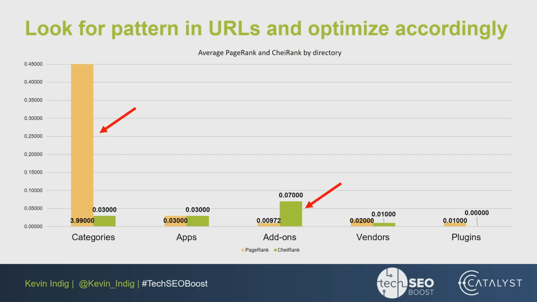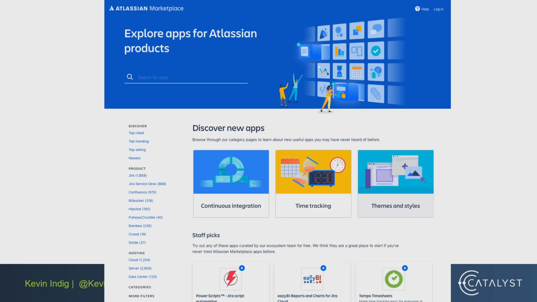So from our marketplace, we have category sites, which you see on the left. And you can already see that they get a ton of PageRank, but they don't give away a lot. Their KaiRank is relatively low. And at the same time, you see other page types like the add-ons, which give away way too much PageRank and don't get enough. This is what this all comes down to.